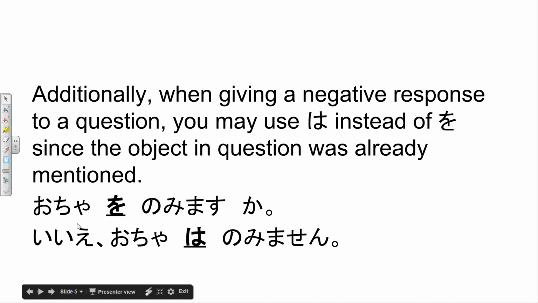If it's in a response to a question, ocha o nomimasu ka, you can answer using wa instead of o, since ocha was previously mentioned. Ie, ocha wa nomimasen. This means ocha, or tea at least, I don't drink. Maybe implying that you might drink coffee instead.